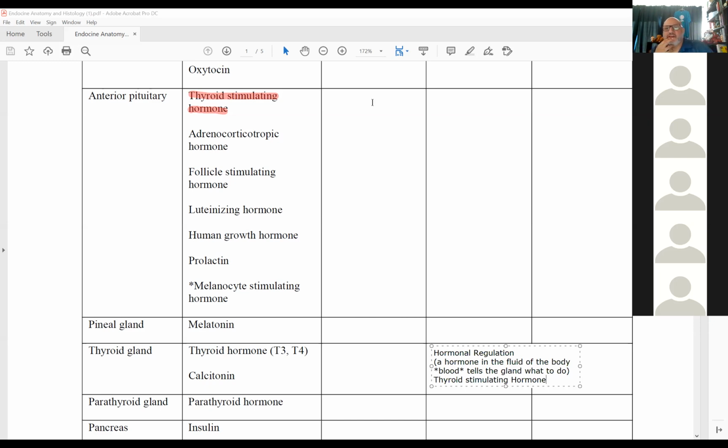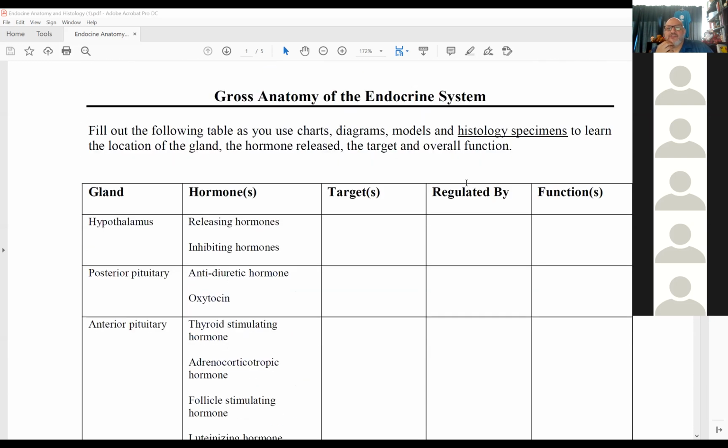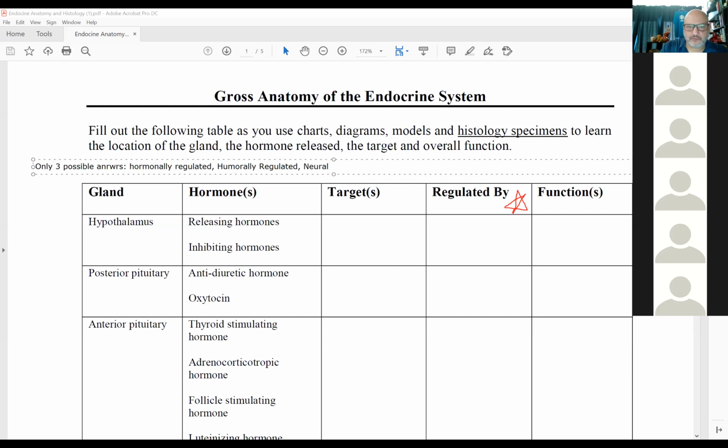Notice, and let's go all the way up to the top. The good news is for "regulated by," and I'll write this over here, let's put a big, nice star right here. For "regulated by," there's only 3 right answers. It is either going to be hormonally regulated, humorally regulated, or neurally regulated.